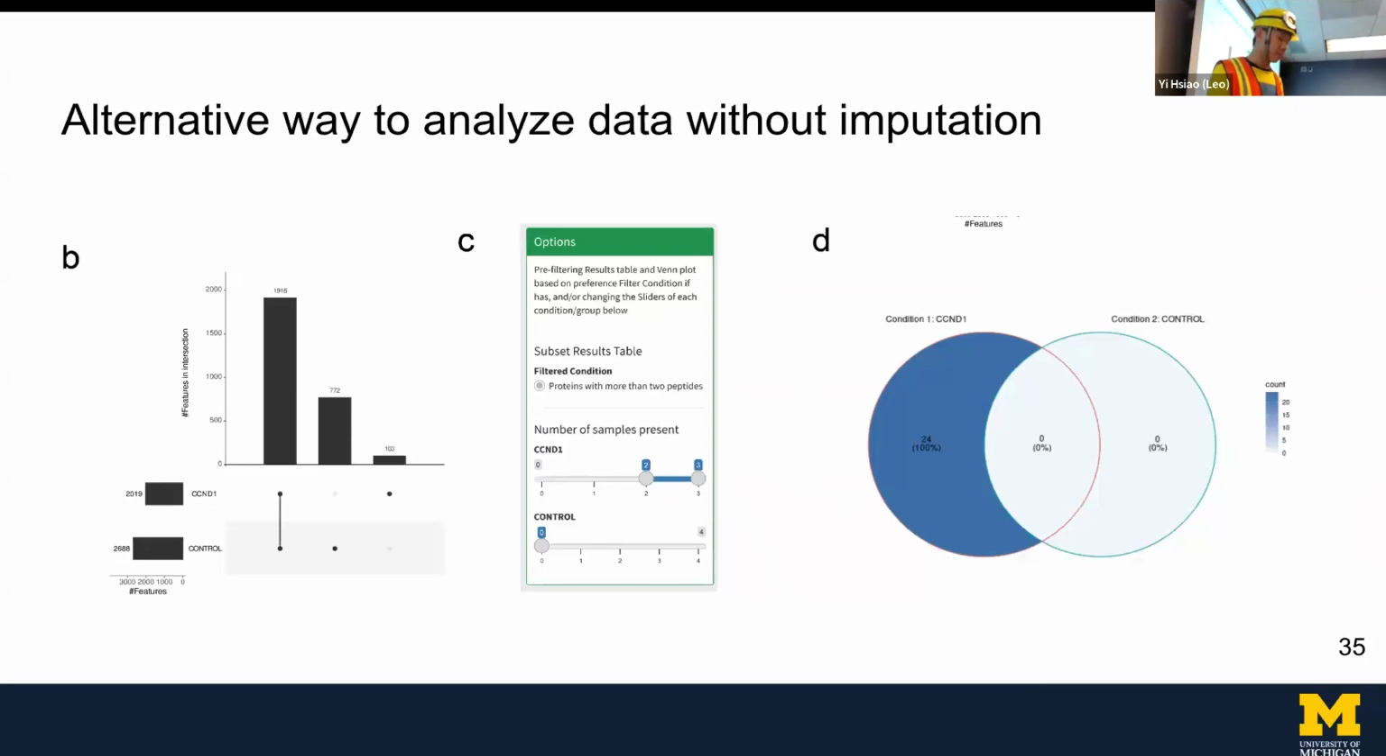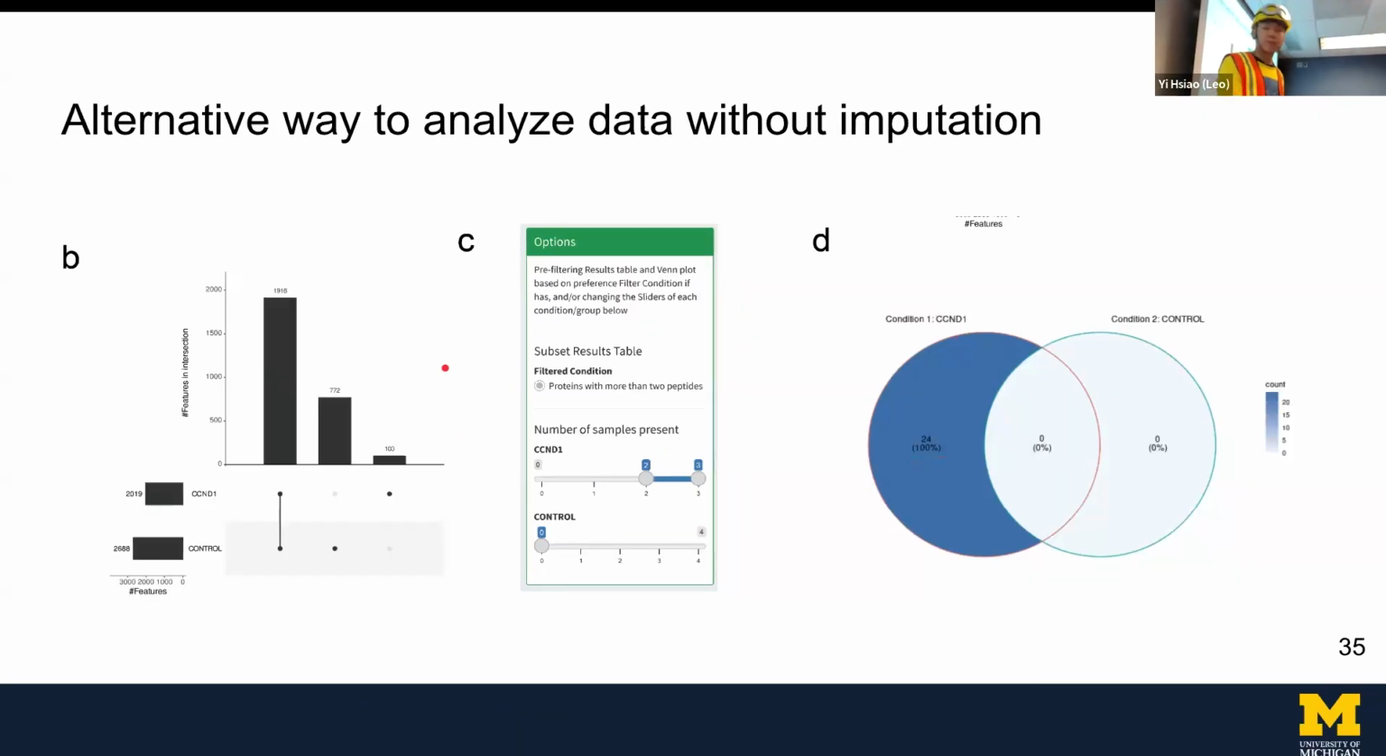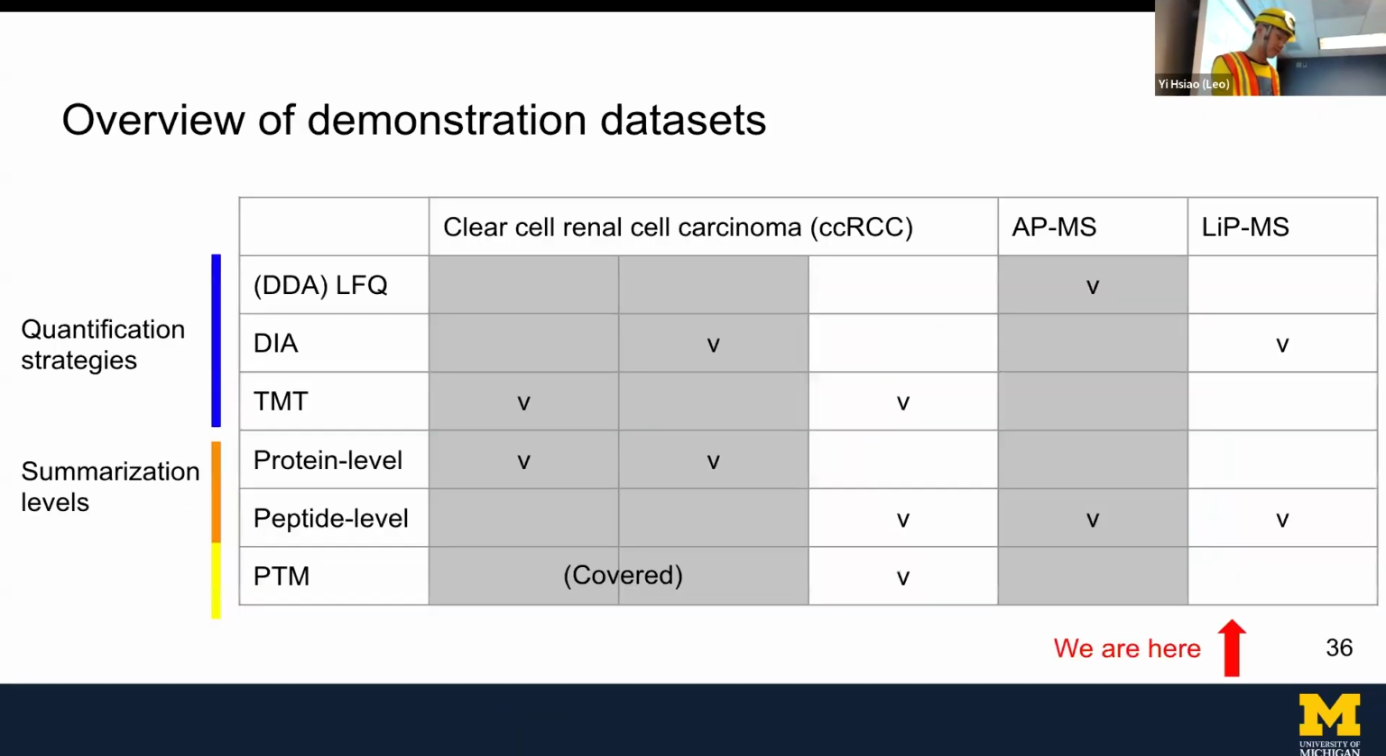So to support this need, we developed another module in FragPipe-Analyst to look into the protein quantification, and it relies only on identified data. Through this lollipop plot or filter and a Venn diagram, we are able to reproduce some of the candidates that can only be found in the CCND1 wild-type protein sample, and these 24 also overlap with the earlier candidates. So this is just another way for people to do analysis.